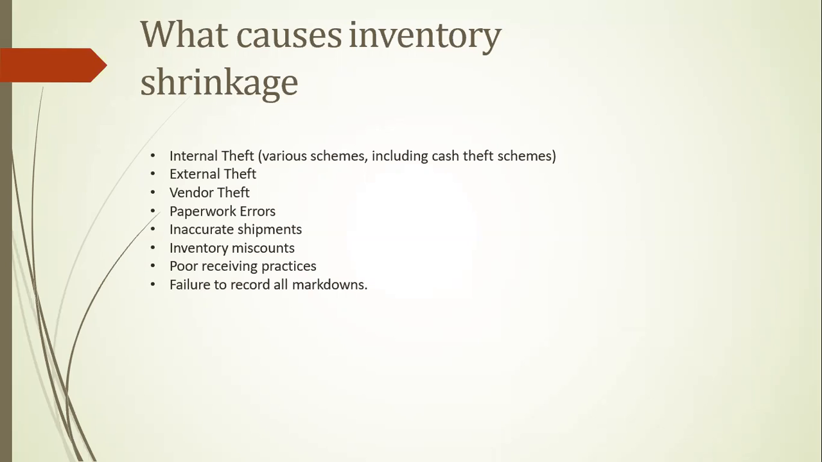Next is poor receiving practices. While the shipment is coming, there is a standard which is maintained: what came, recording, marking. When you get a supply from any company, he takes your signature. You have to verify, then you give it. Next is failure to record all markdowns. So this is the reason why inventory shrinkage happens, or losses, we can say.